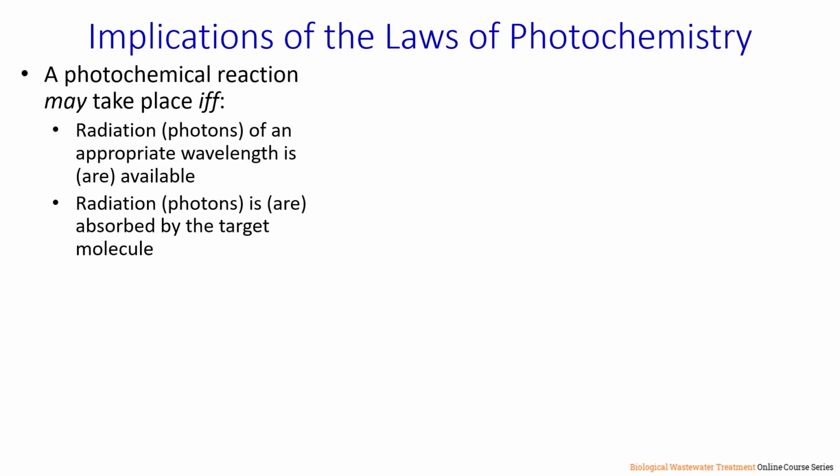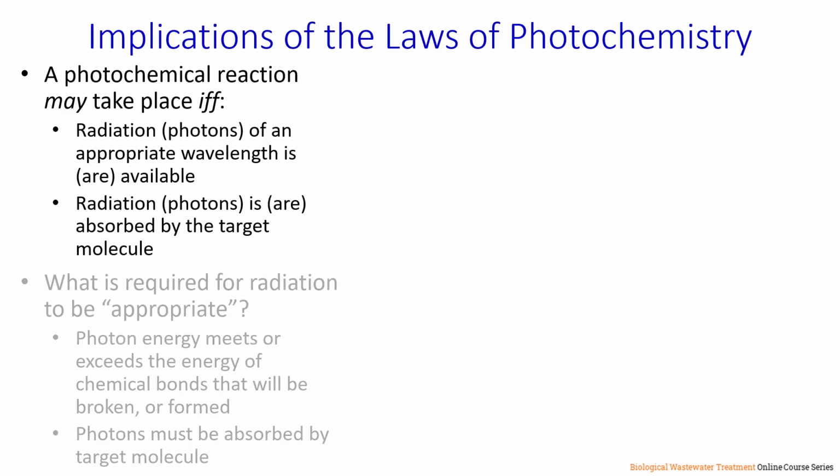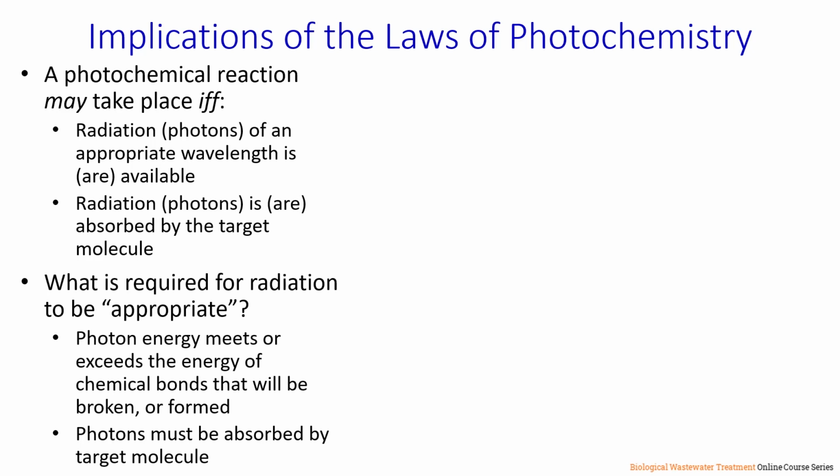First, a photochemical reaction may take place if and only if radiation, or more specifically photons, of an appropriate wavelength are available to be absorbed by a target. And second, those photons are absorbed by the target molecule. Next, we need to ask, what do we mean by the term appropriate in terms of the radiation? What is meant there is that the photon energy meets or exceeds the energy of the chemical bonds that are going to be broken or formed in the photochemical process.